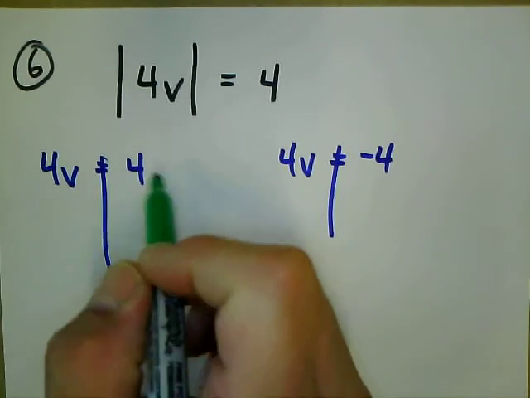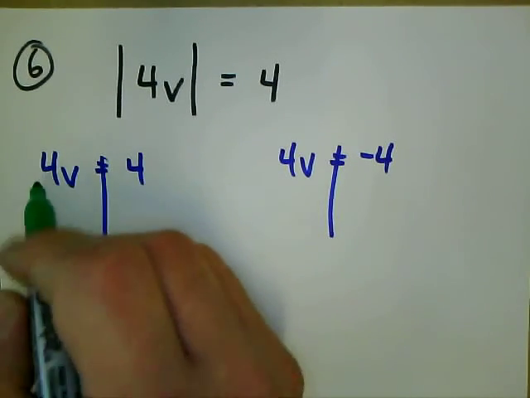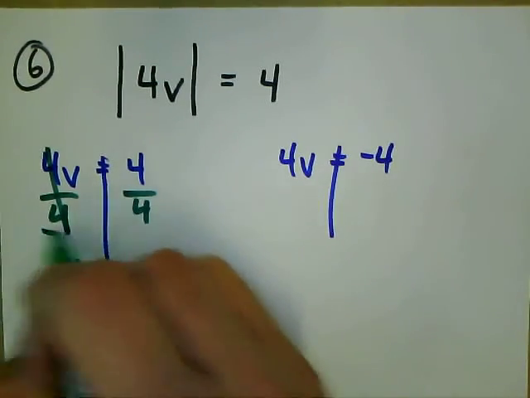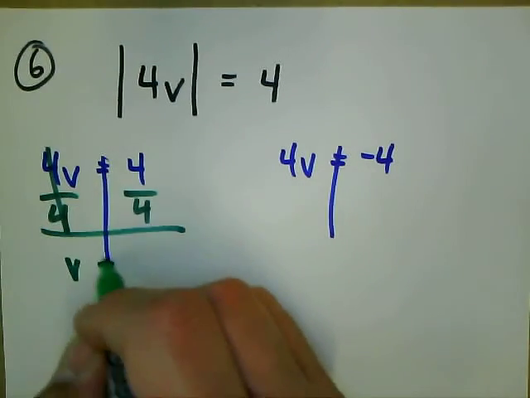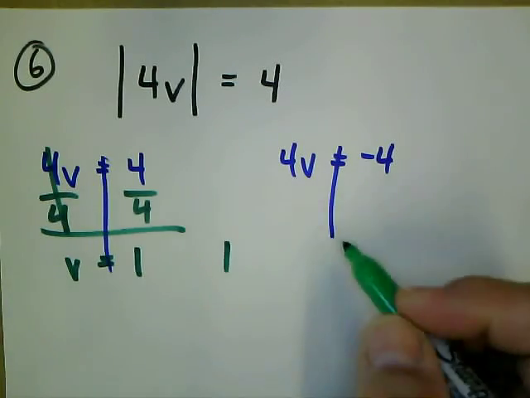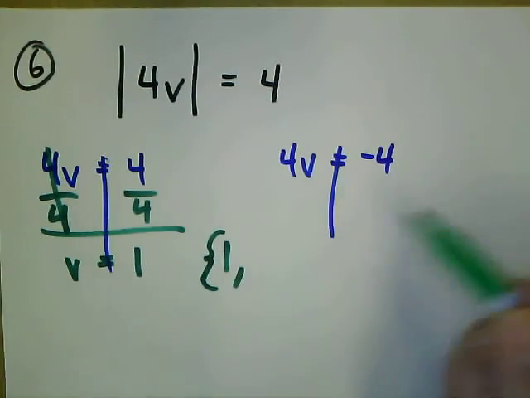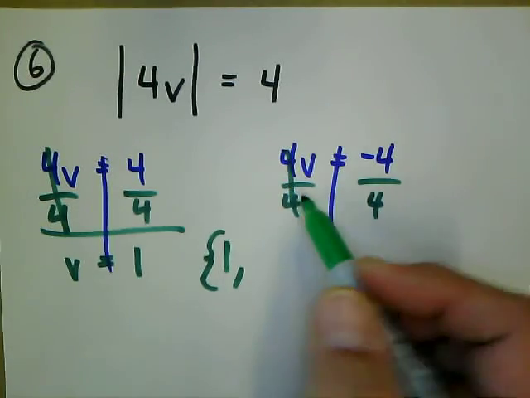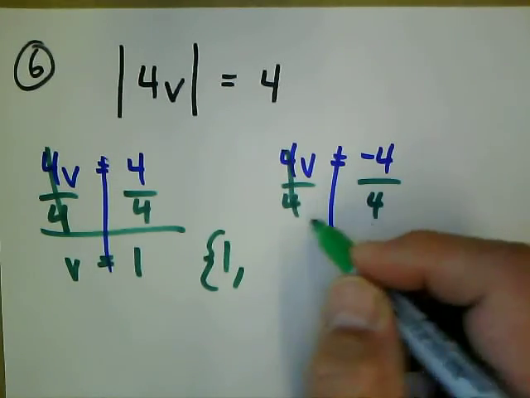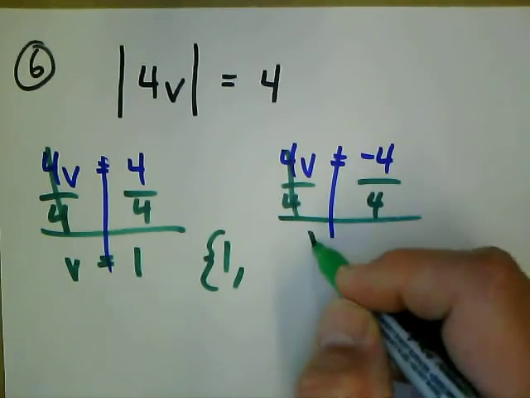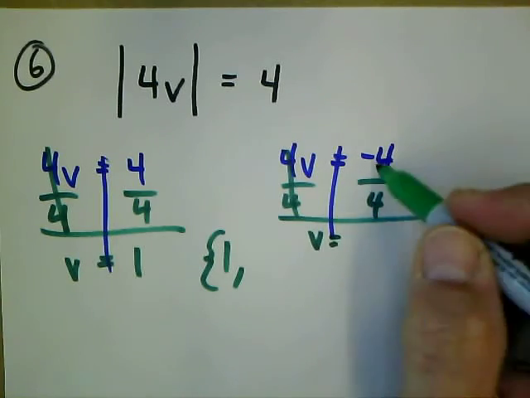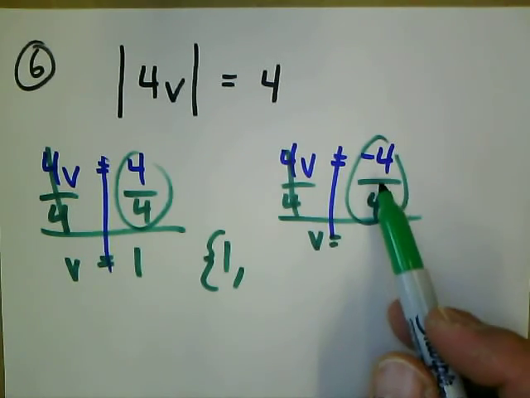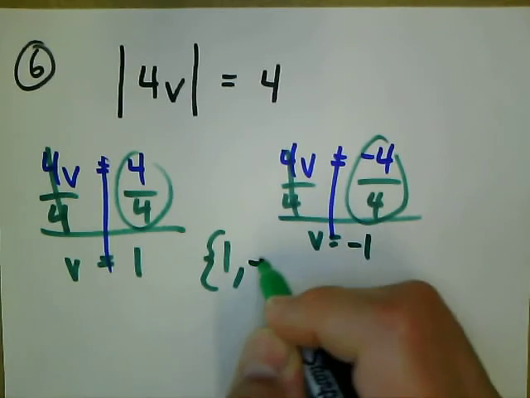Can't distribute, can't combine like terms, no extra variable, nothing added or subtracted, but we can multiply or divide. In this particular case, we're going to divide. So V, the opposite operations are gone. V equals 1. And the same thing over here, divide by 4. Whatever you do over here, you're going to do over here, except the answer is going to be different. Opposite operations are gone. We're left with the V, and negative 4 divided by 4 is negative 1.